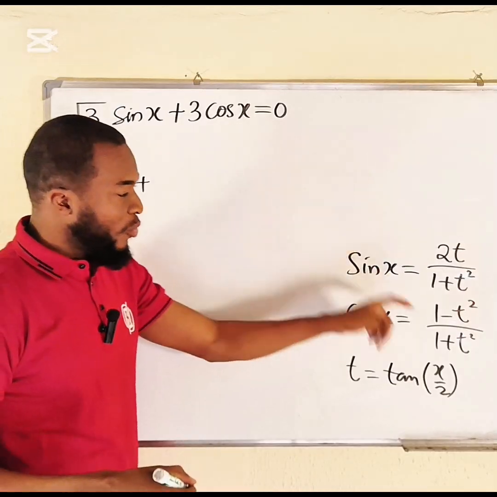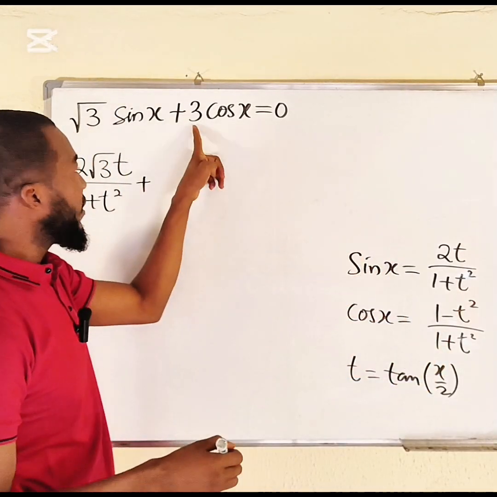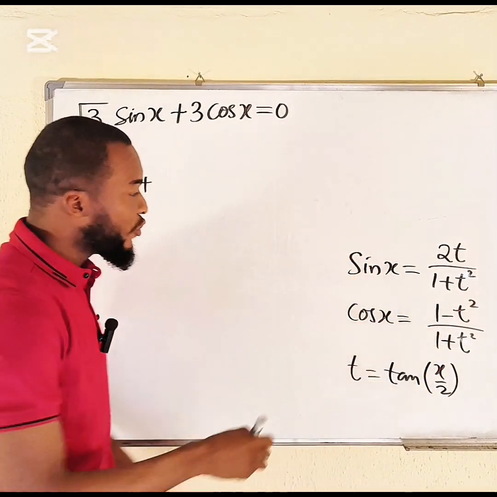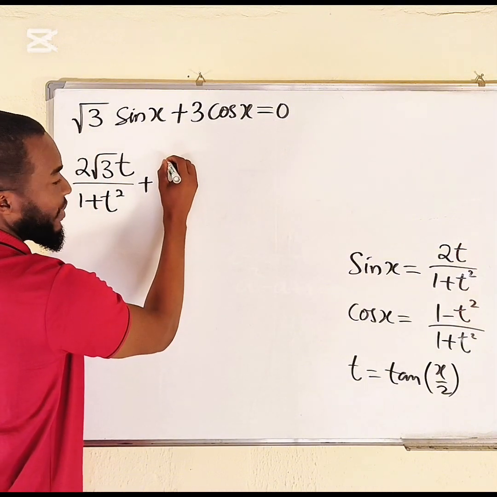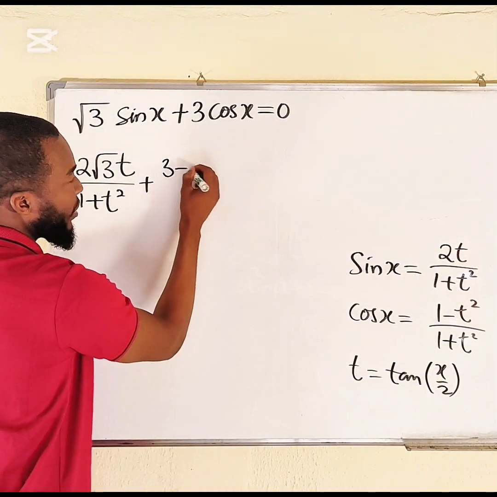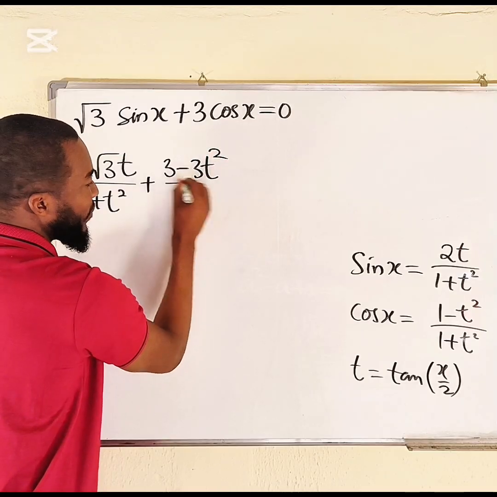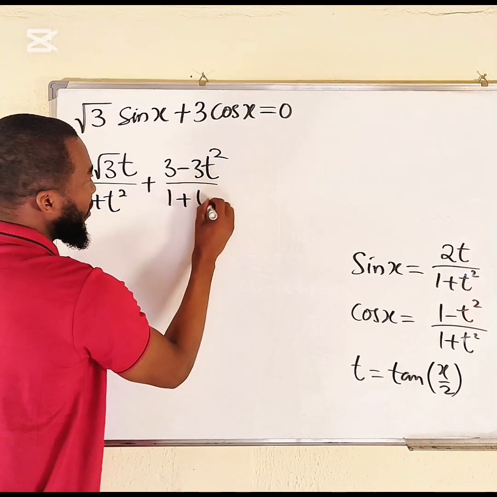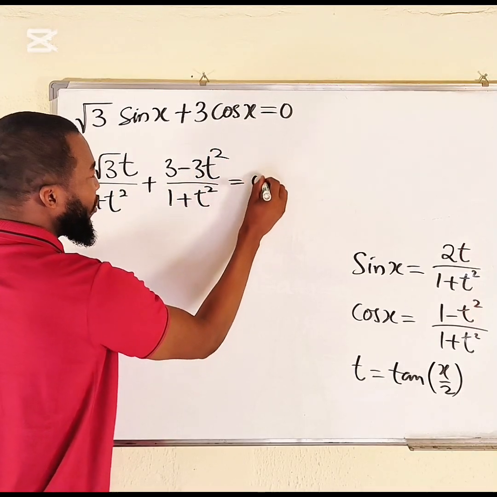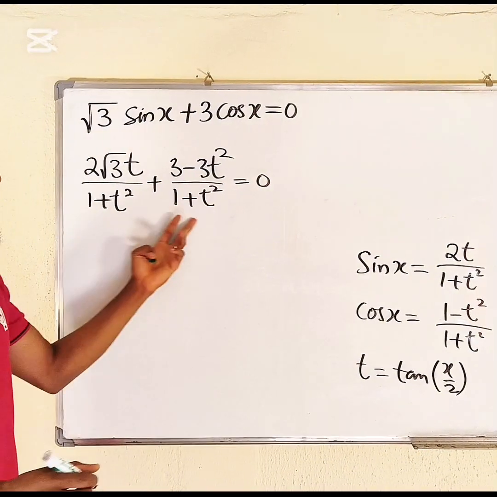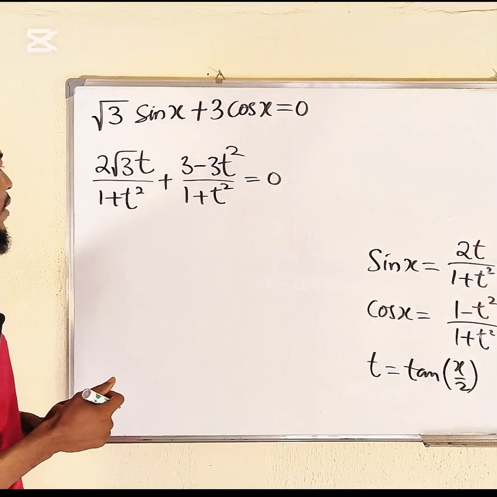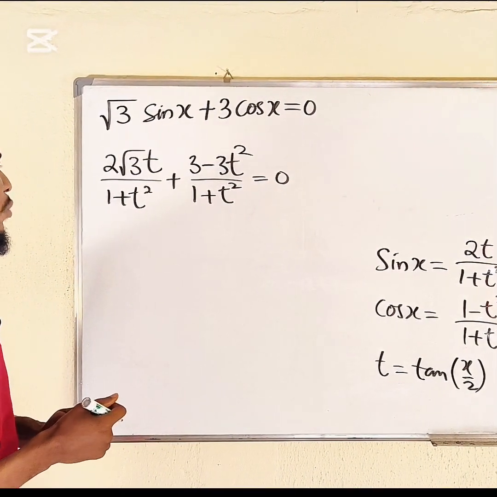Plus, seeing cosine x, I'm going to replace it with this one, but the 3 will have to multiply the numerator. 3 times 1 is 3, minus 3 times t squared, 3t squared, divide by 1 plus t squared, everything equal to 0. You can see the denominators are exactly the same, so therefore we can confidently add the numerators.